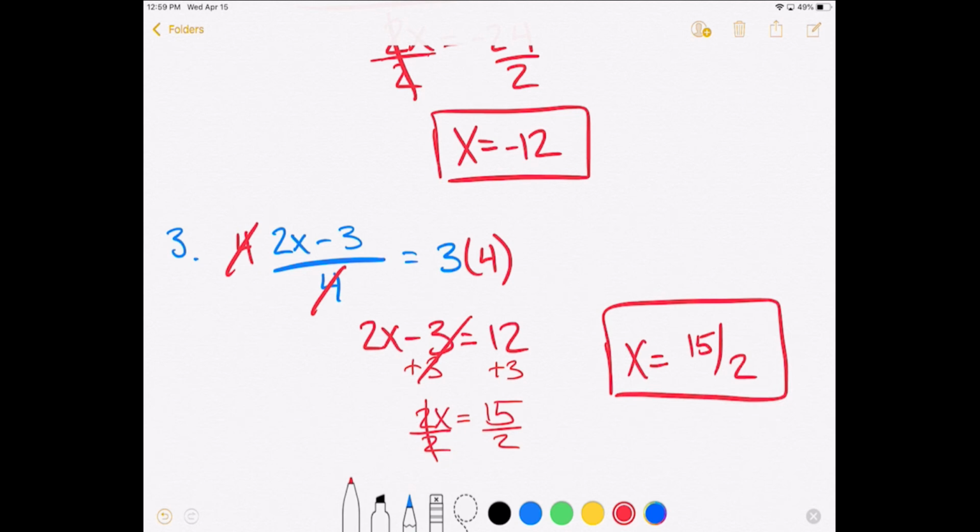Okay, but again, this one was different because the entire left side was one big fraction. And you can't have that. You got to have one line problems. Okay, this at a top, a bottom, that's not one line. Okay, so we had to get rid of that 4, so we multiplied it to the other side.